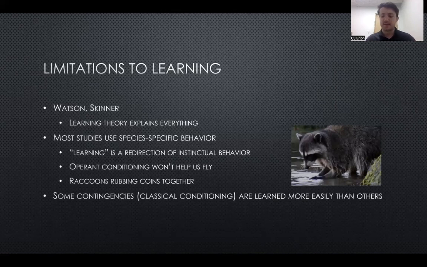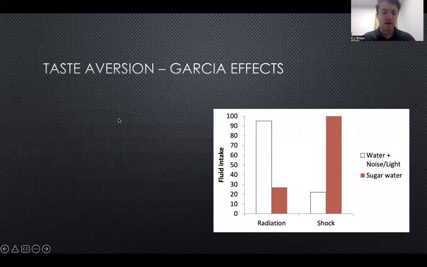Finally, a couple other examples of limitations are some contingencies, like what we see with classical conditioning. Some are learned more easily than others. I'll have an example of that on the next slide. And finally, we'll talk about this in the next section. Learning can occur without direct reinforcement.